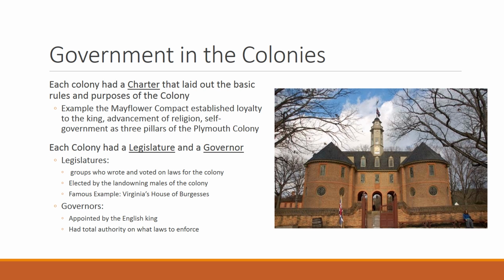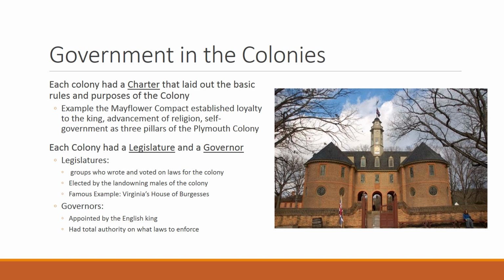All the other colonies that we've looked at also have similar charters that basically lay out the same types of things: what they're doing, why they're there, how they're going to do it, and that they're loyal to the king. So after a colony got set up, the colony would have a government that was made up of a legislature and a governor. And both of these were important for running the government of the colony.